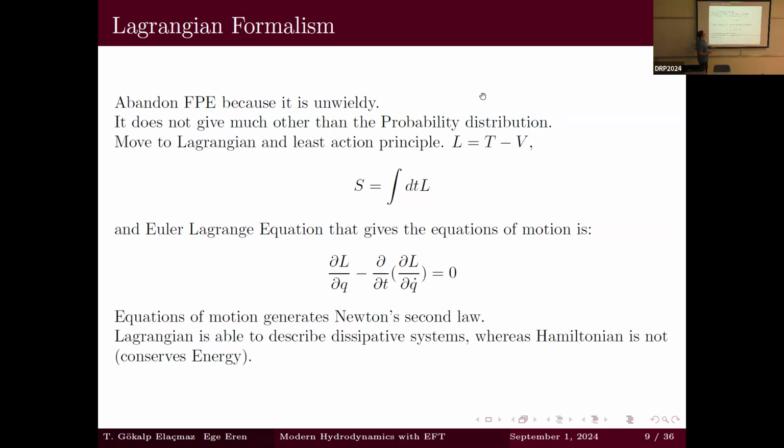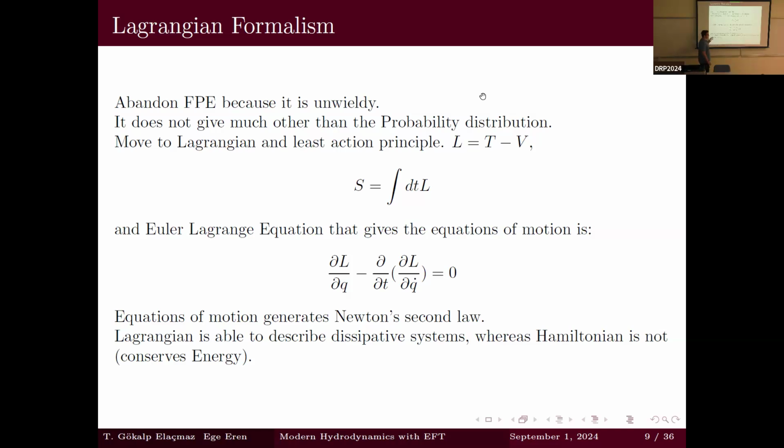I hope many of you know it already, but let's go over it quite fast. It's defined to be kinetic energy minus potential energy, and when you integrate it over time, it gives you the action, which is supposed to be dimensionless. And when you vary this action with respect to one of the parameters of your system, you get the Euler-Lagrange equations, which is going to be used for getting the Navier-Stokes later on. These equations of motion can give you Newton's second law and many other things.